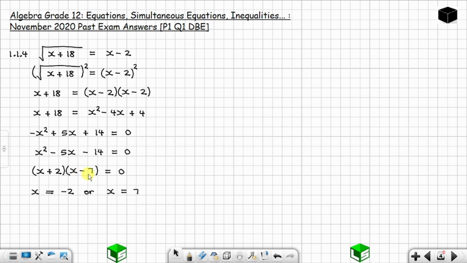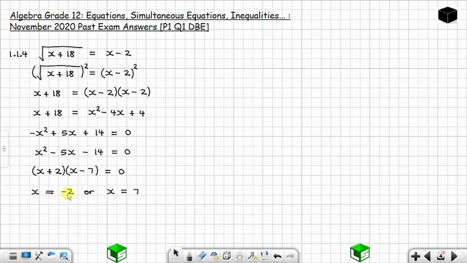Okay, so now you have to check your answers. If you take negative 2, you plug in there, are you going to have the same thing on both sides of the equal sign? If you take 7 and plug it in there, are you going to have the same thing on both sides of the equal sign? Let's start with 7. If you take 7, you plug it in there, you are going to have 7 minus 2, which is 5, right? If you take 7, you plug it in there, you're going to have 7 plus 18, which is 25. And then when you take the square root of 25, you are going to have 5. So you have 5 this side and 5 this side.